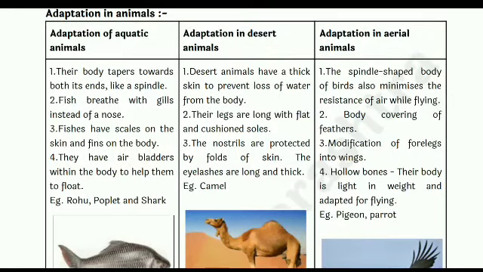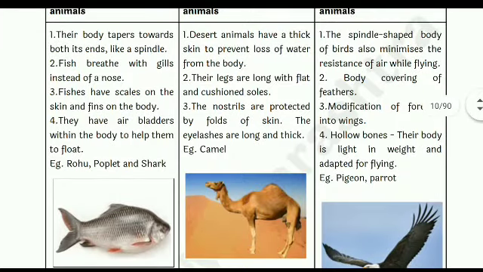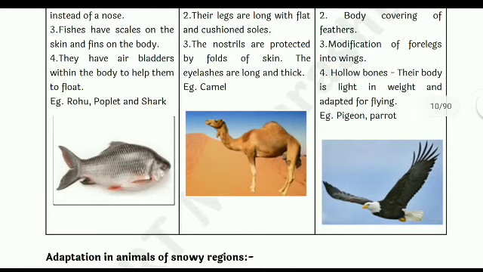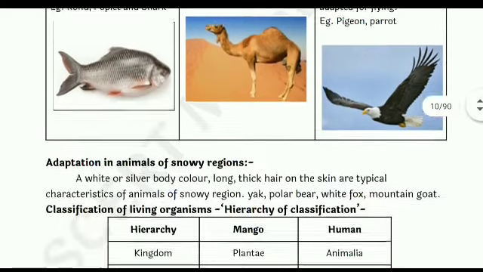Next, adaptation in aerial animals. The spindle-shaped body of birds minimizes the resistance of air while flying. The body is covered with feathers. The forelegs are modified into wings. Hollow bones make the body light in weight and adapted for flying. Pigeon and parrot are examples of birds flying in the air.